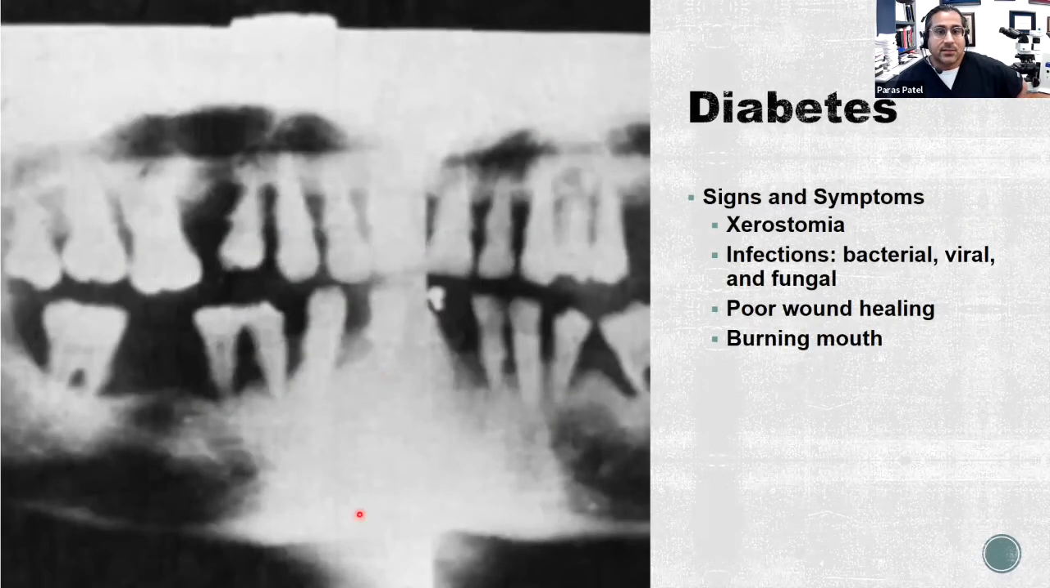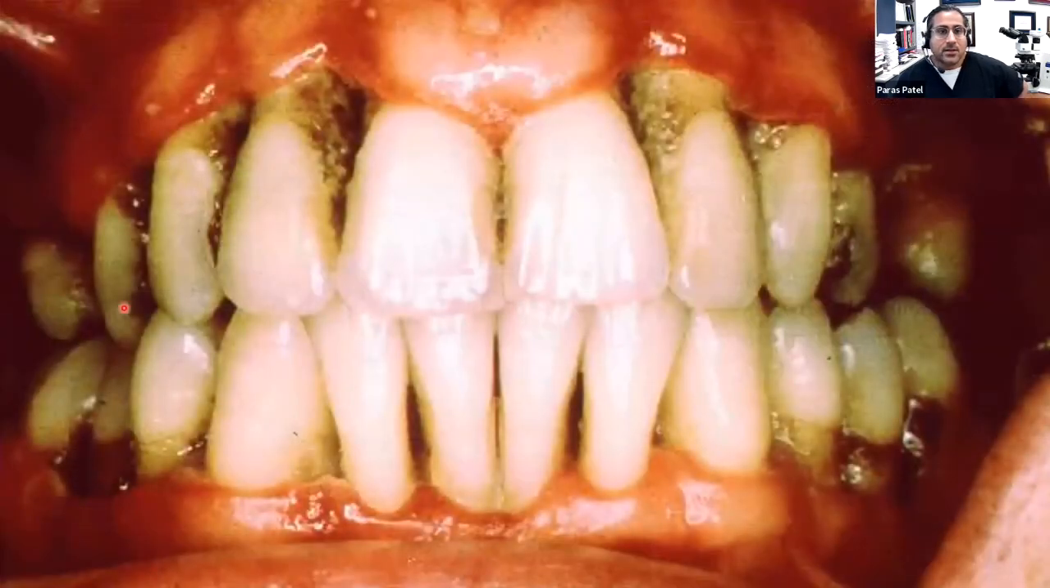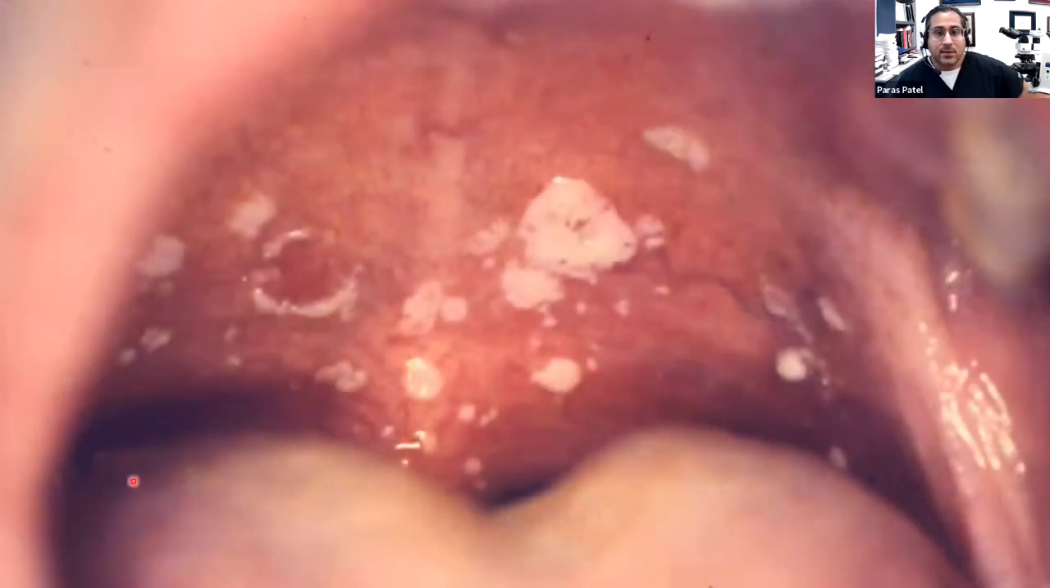The other signs and symptoms with diabetes are the dry mouth, increased susceptibility to infection, which directly correlates with immune response, poor wound healing, and again, the burning mouth. So there's a patient who has generalized periodontal disease, is a poorly controlled diabetic, was diagnosed, just doesn't take his insulin properly, doesn't watch what he eats, and it results in that periodontal state.